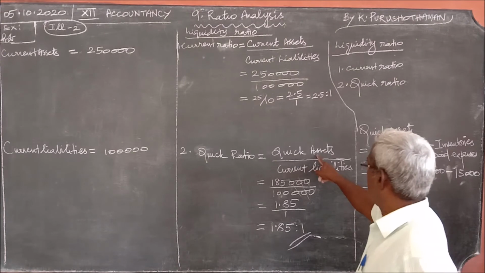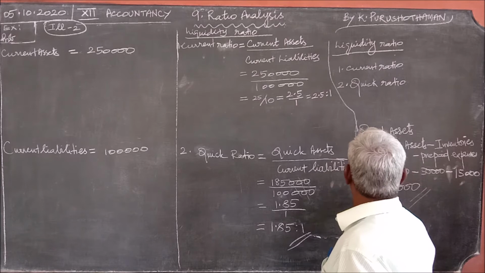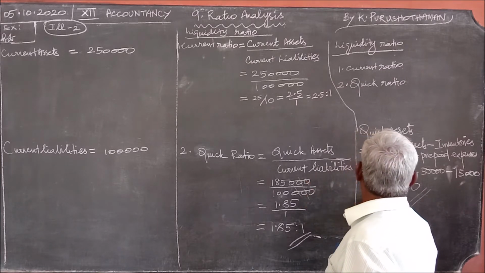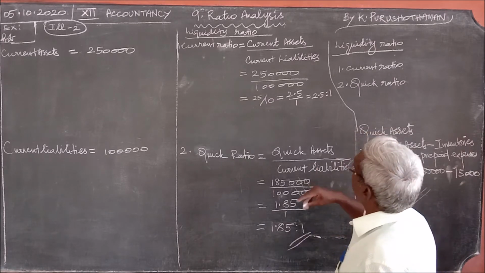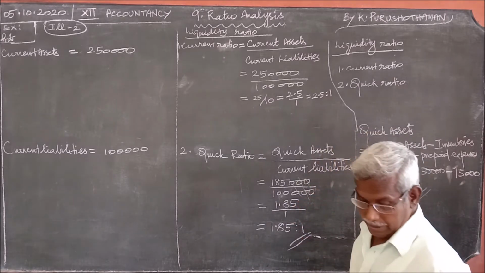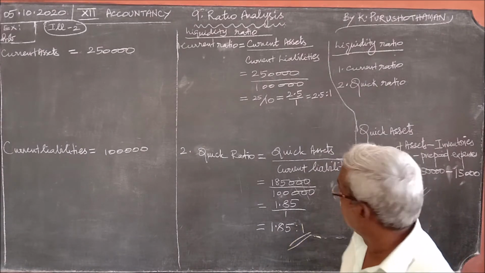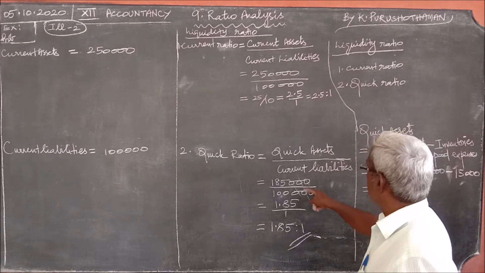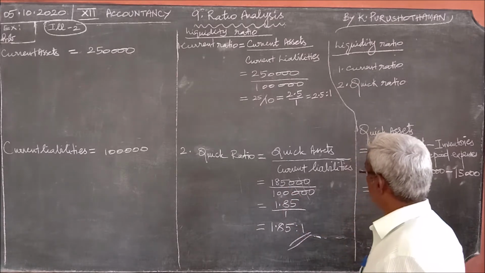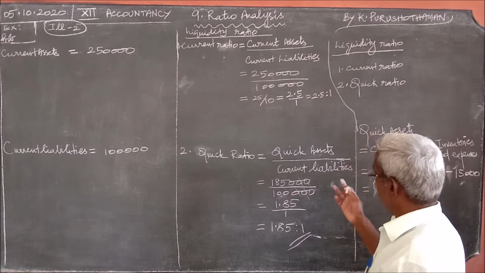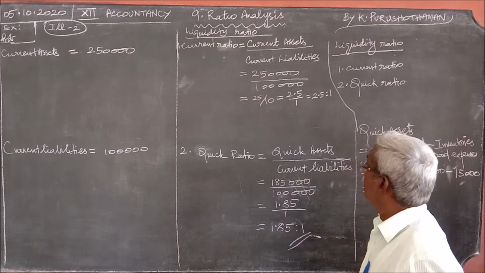Go to the formula. Quick assets by current liabilities. Quick assets, how much? 1,85,000. Denominator current liabilities. Here we need not find. In the problem itself it is given current liabilities 1 lakh. So we have written that 1 lakh. Simplify, 3 zeros cancel. Divide the denominator by 100 and the numerator by 100, then you can put the point after 2 digits, therefore 1.85 by 1.